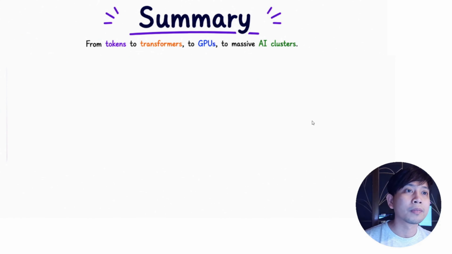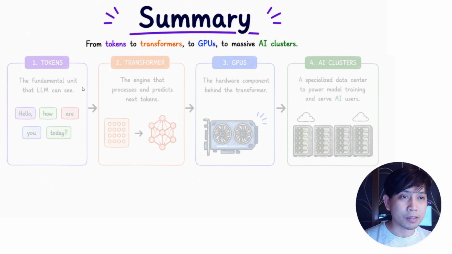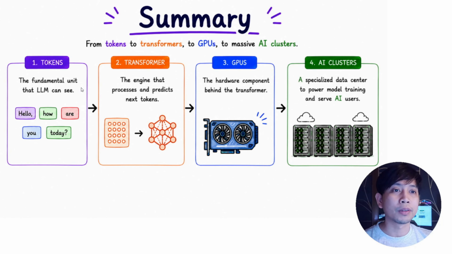As a summary, we discussed tokens, which are the fundamental unit the LLM sees. We also discussed the transformer, which is the engine that actually processes those tokens. And we discussed the GPUs, the hardware behind the calculation, and the AI cluster and infrastructure behind all of these calculations. And that's about it.